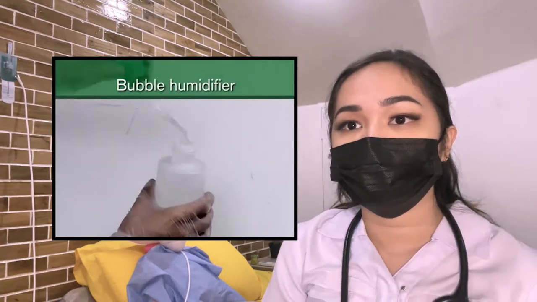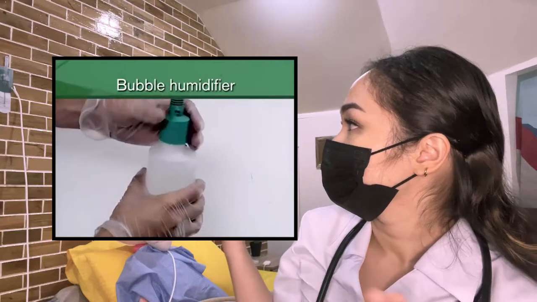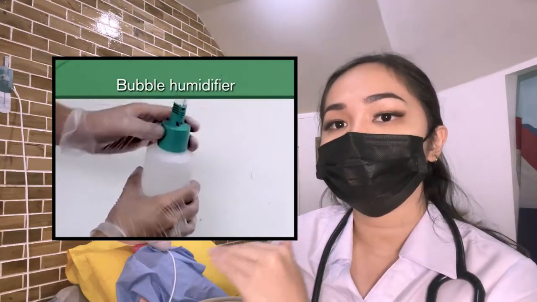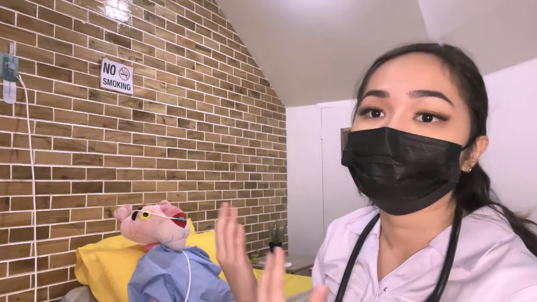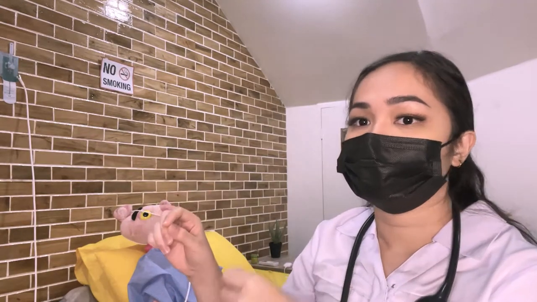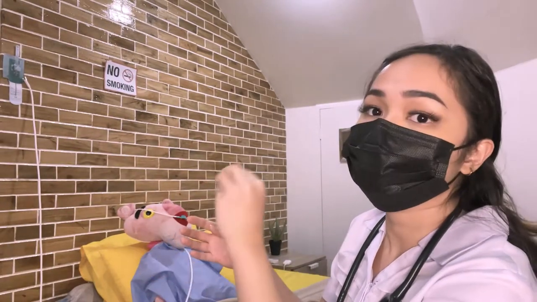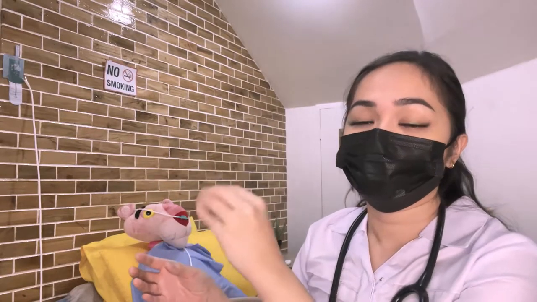With the use of the non-disposable one, you are supposed to put in distilled water. Take note of the lines indicated. The water content should not be too much nor too low. And then attach it to the flow meter and attach the tubing. And then you are supposed to adjust the flow of the oxygen towards the patient.